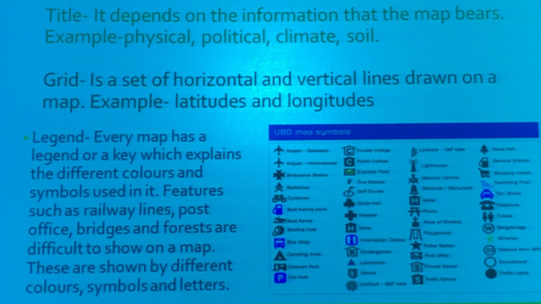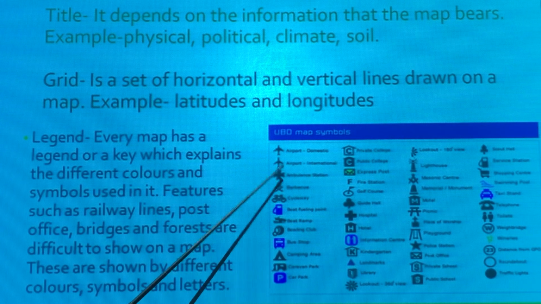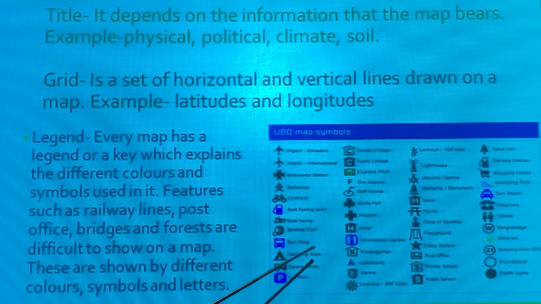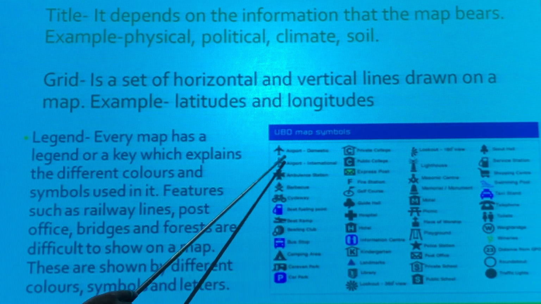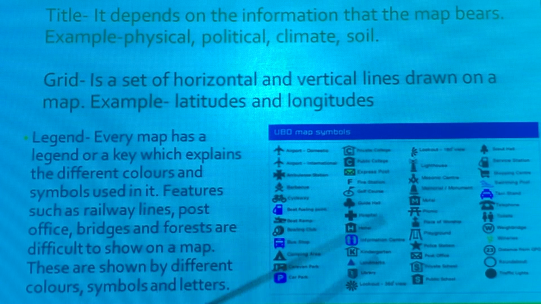Next is legend. Every map has a legend or a key which explains the different colors and different symbols used in it. See, different symbols and different colors are used to identify the different features. This symbol is used for airport, and this is used for car parking. This one is for bus.